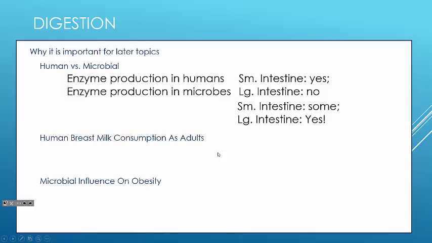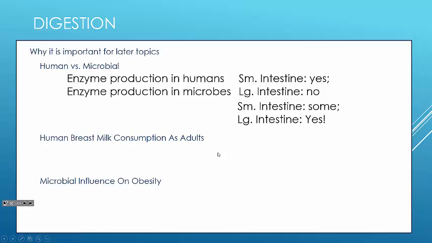Let's go to breast milk consumption as adults. I had a question on the test asking if you wanted to stimulate your bifidobacterium population within your gut as an adult, what would you consume? And a lot of you picked breast milk. Well, let's talk about why I consider that to be an incorrect answer. First off, as adults, you eat a large variety of foods. So you can eat vegetables that have complex carbohydrates as an adult that you couldn't eat as a baby. Also, you've got a complex community of microbes in your stomach and in your intestines that you did not have as a baby.